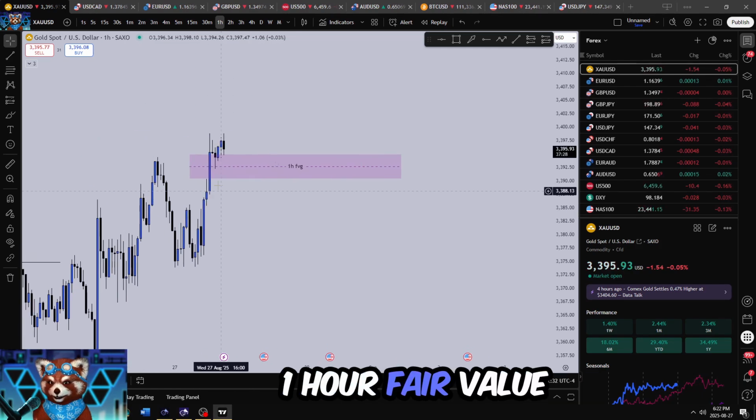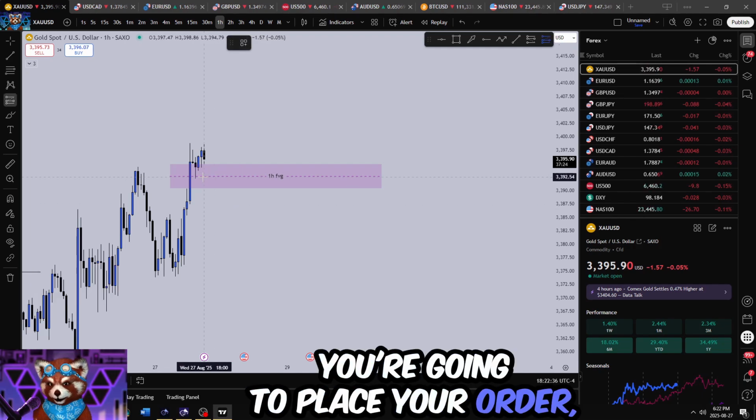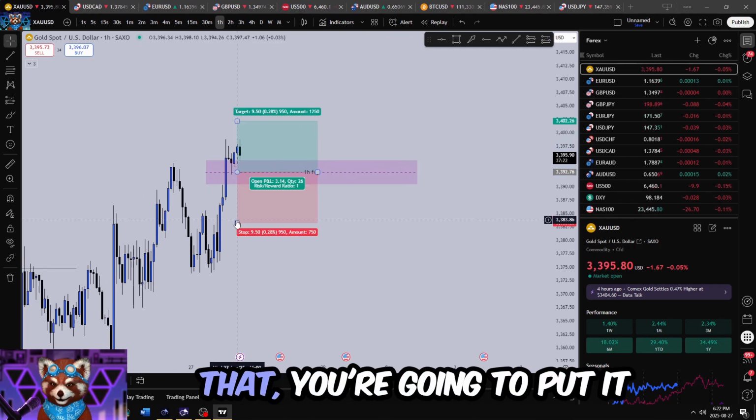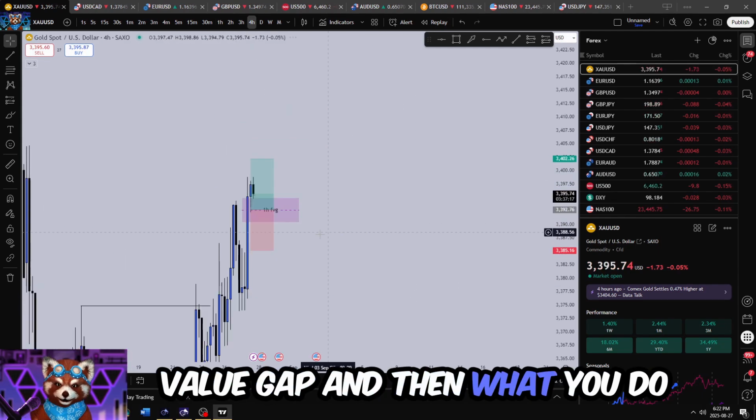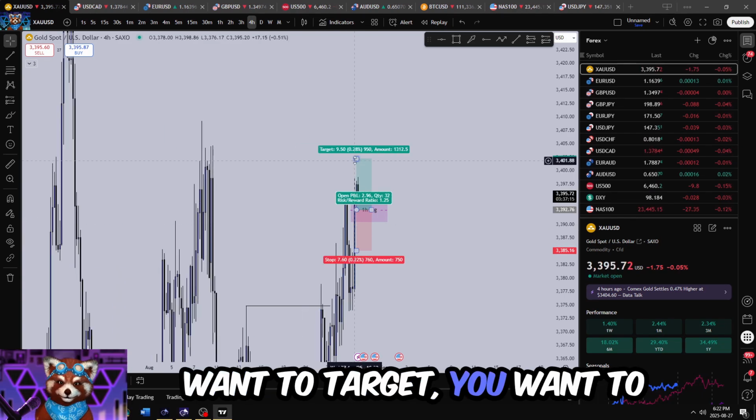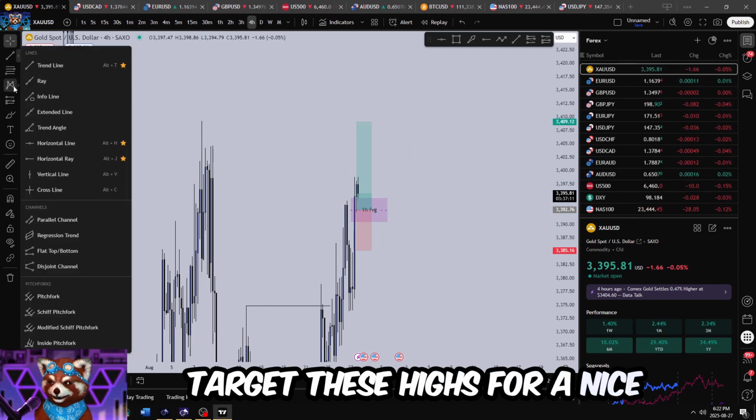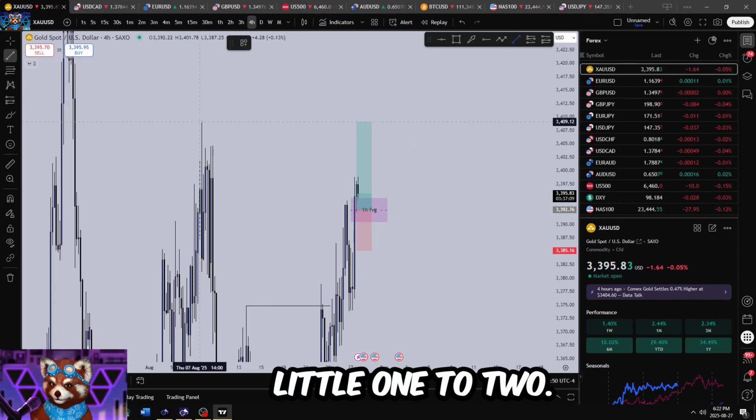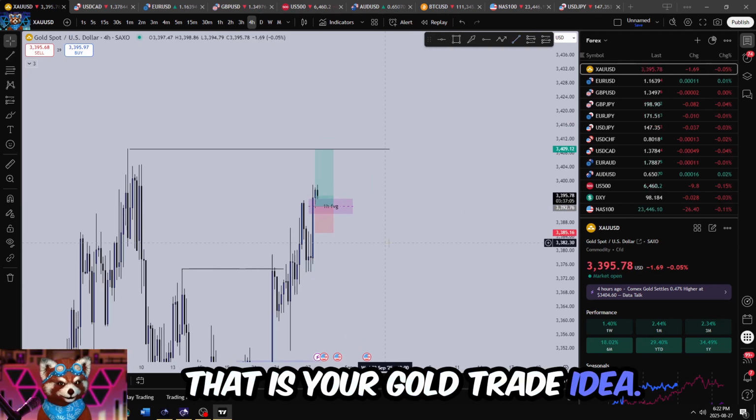1 hour fair value gap, as you see here. You're going to place your order like that, below the start of the fair value gap. And then what you do want to target is these highs for a nice little 1 to 2. That is your gold trade idea.